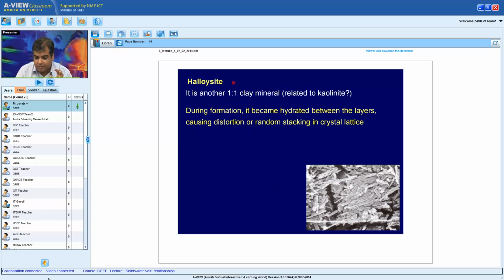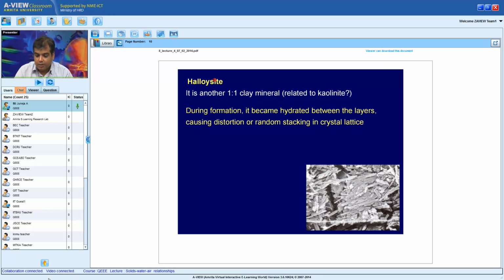If I move one step forward, I have another clay mineral, which is also 1:1, and this 1:1 clay mineral is called halloysite. Remember, our kaolinite is also 1:1. So one tetrahedral, one octahedral, same case for halloysite. So we can say it's related to kaolinite. It's very much similar to kaolinite. However, the sheets are quite different for halloysite. For halloysite, it's needle type, whereas for kaolinite, it's more flaky, so flakes together. But for halloysite, the crystal sheets are like needles.